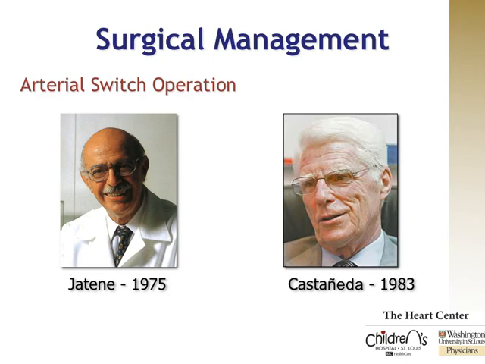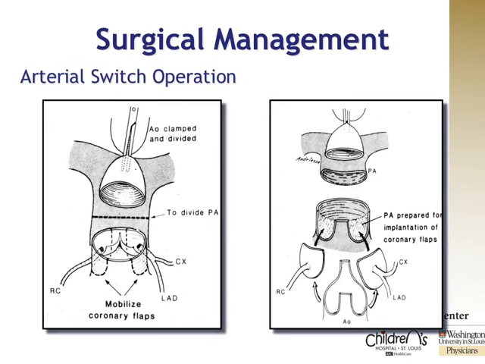But folks learned how to do it and got over their learning curve, and then by the end of the 80s, it was totally switched to that; everybody was doing arterial switches. The survivals were matching that of the atrial switches, the Mustards and Sennings, and as they say, the rest is history. So what is an arterial switch operation?